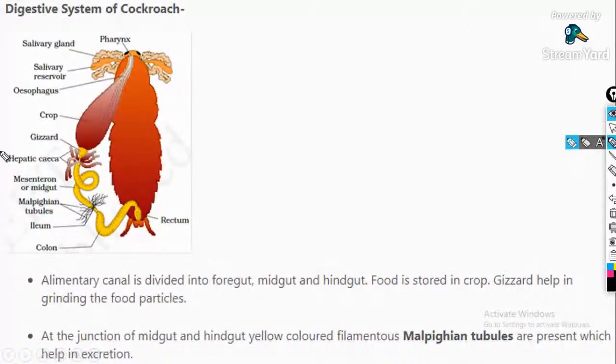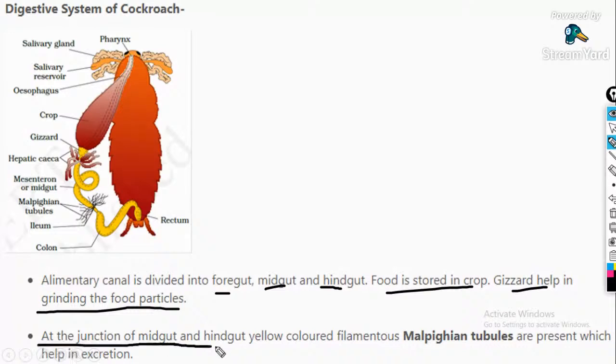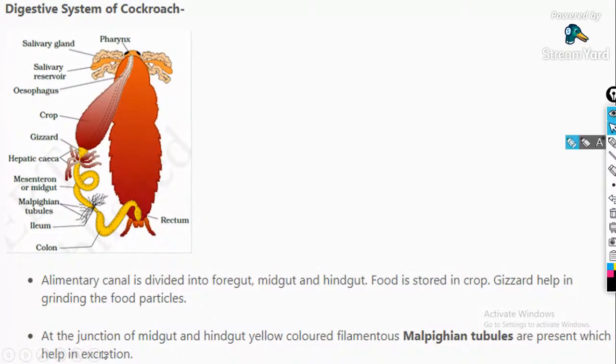Digestive system of the cockroach. Alimentary canal is divided into foregut, midgut, and hindgut. Food is stored in the crop, and gizzard helps in grinding of food particles. At the junction of midgut and hindgut, yellow colored filamentous malpighian tubules are present, which help in excretion. Okay, they are uricotelic. That is, their excretory product is what?